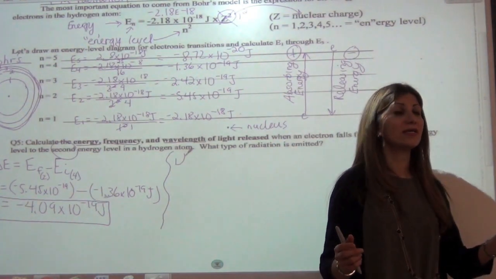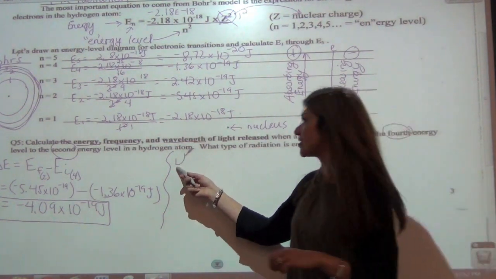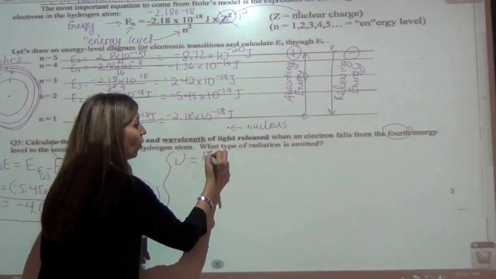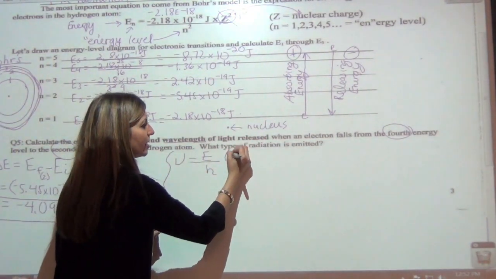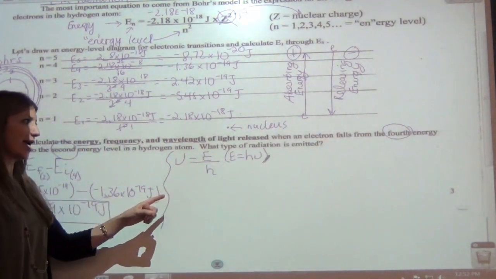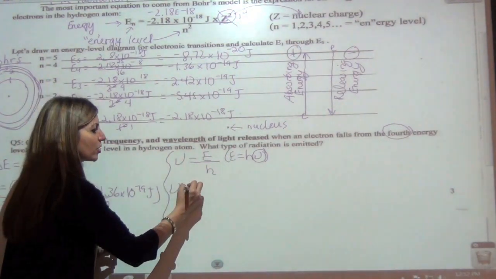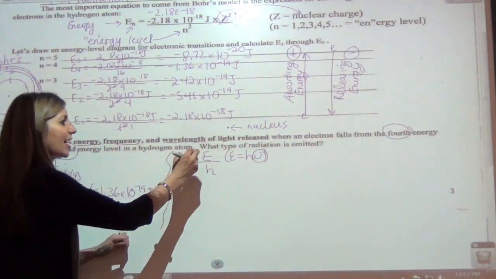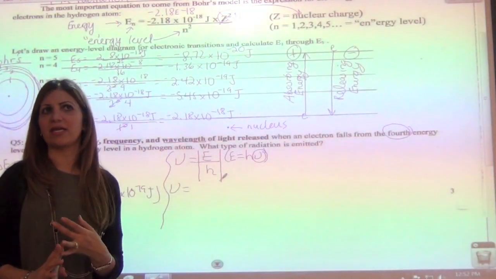E equals h nu, but we're solving for nu, so nu is equal to E over h. Awesome. Because E is equal to h times nu, you have to divide by h on both sides to get nu alone. Okay? So let's plug this in. Nu is equal to, oh, by the way, it's absolute value. Frequency and wavelength do not have negatives.